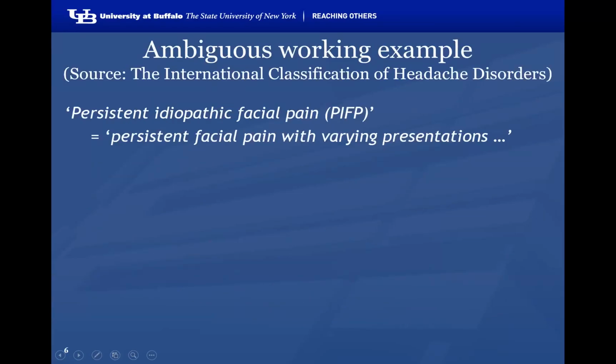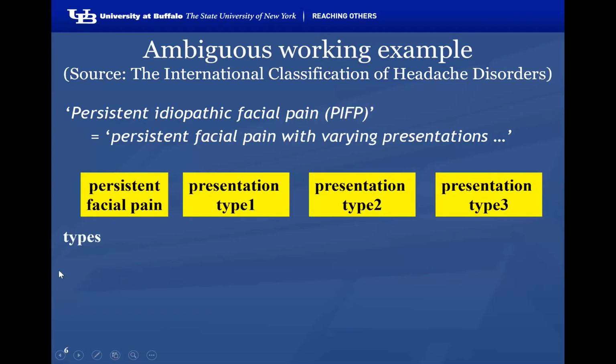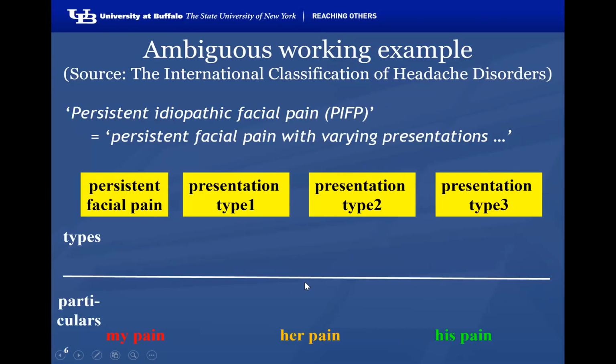We are going to work on an example that I also gave yesterday. It's a tiny fragment from the International Classification of Headache Disorders, namely the notion of persistent idiopathic facial pain, which is defined as persistent facial pain with varying presentations. Now, that is a little bit ambiguous, because it could mean different things. So at the level of the types, we need persistent facial pain, and we need a couple of presentations, each of which are different. If we look at instances, we can think of 3 different patients.